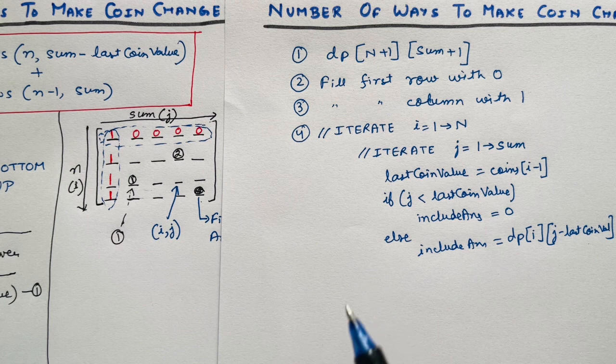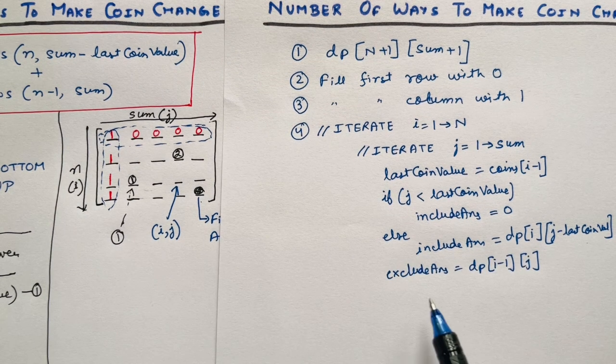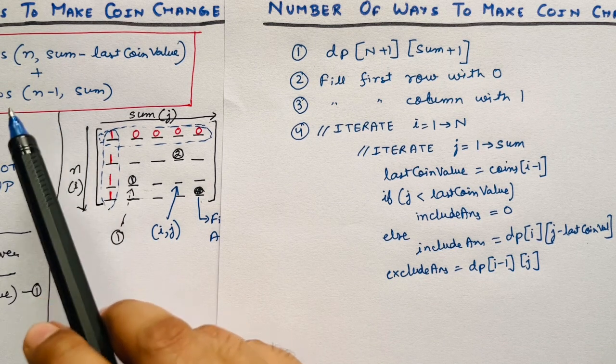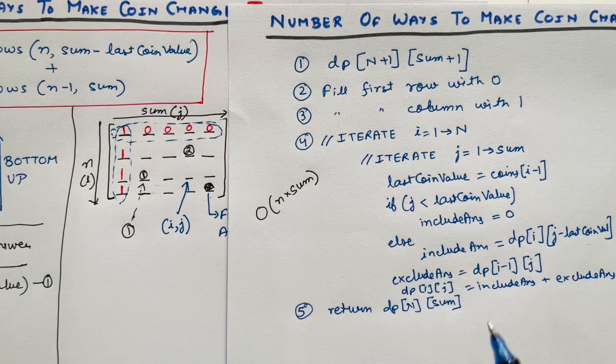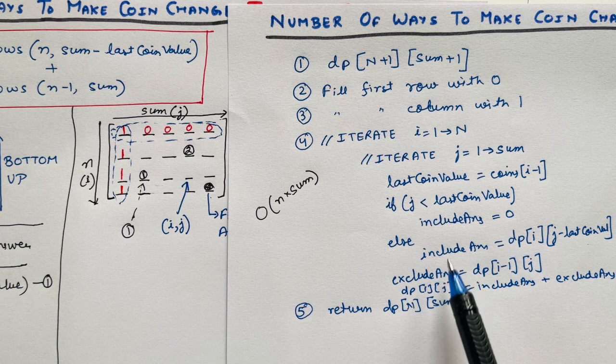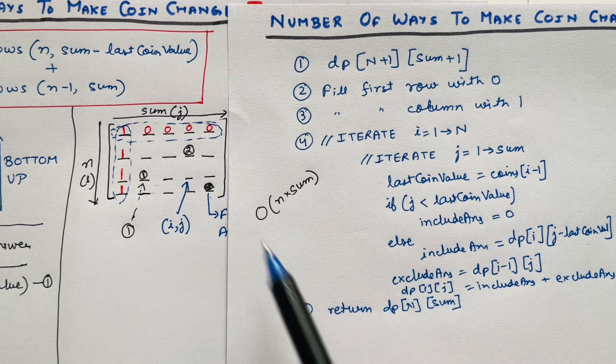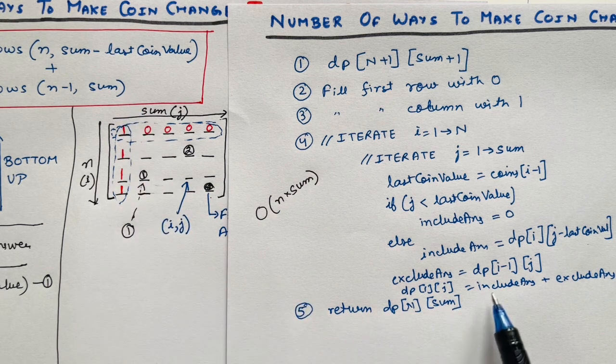Now let's see how we will calculate the exclude answer. Exclude answer corresponds to the second condition of the recursive relation. That means it will always be dp[i-1][j]. This corresponds to forming the sum j using only the first i minus 1 coins. That means we have excluded the ith coin to form sum j. Now when we have both the include answer and the exclude answer, we can fill the value of dp[i][j] as per this recursive relation, which will be equal to include answer plus exclude answer.